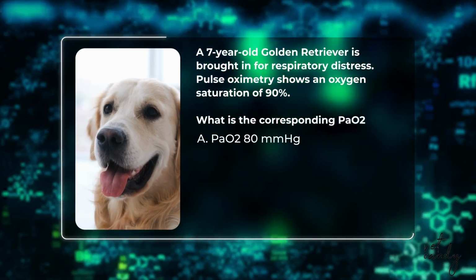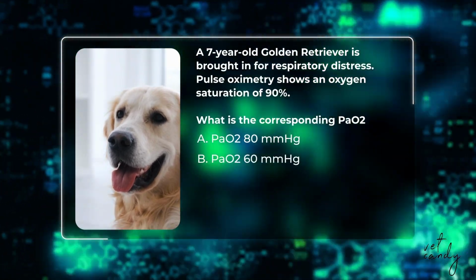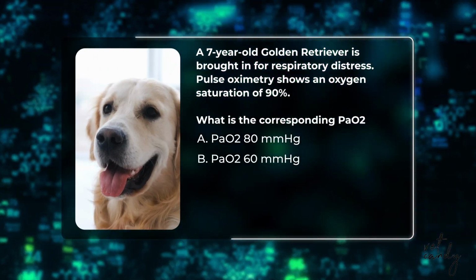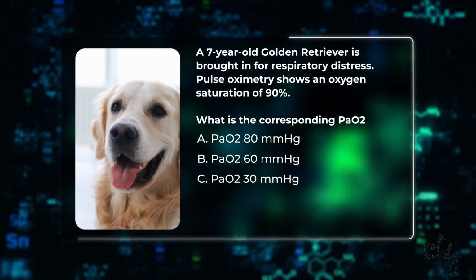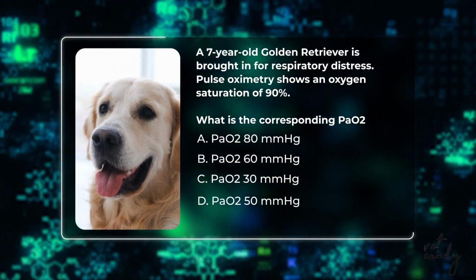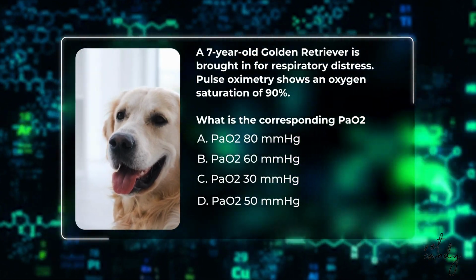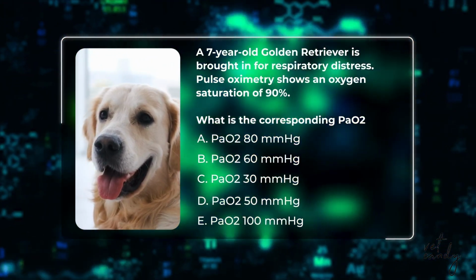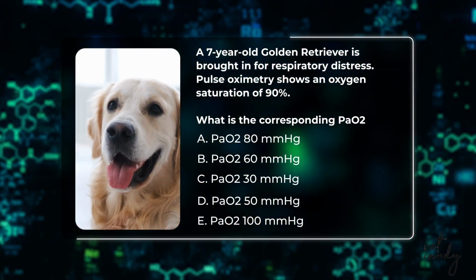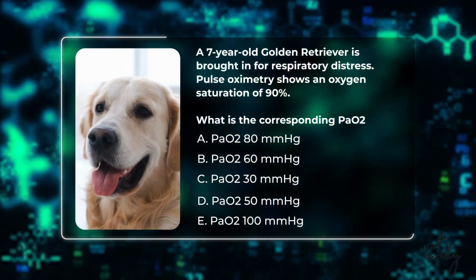Is it A, PaO2 of 80 millimeters mercury, normal oxygen exchange, or B, PaO2 of 60 millimeters mercury, early hypoxemia, C, PaO2 of 30 millimeters mercury, severe hypoxemia, D, PaO2 of 50 millimeters mercury, critical hypoxemia, or E, PaO2 of 100 millimeters mercury, hyperoxemia. Take a moment now to think about what answer you'd like to choose and drop it in the chat box below.